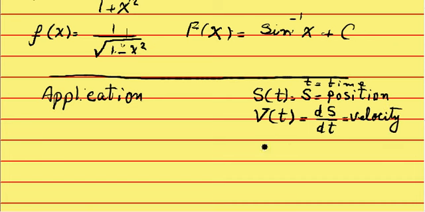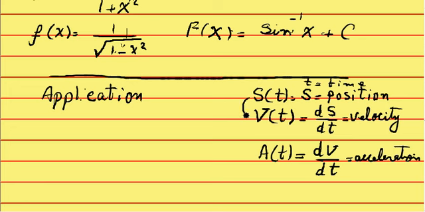You can go one notch further. You can go ahead and find the acceleration. Here you can take the velocity itself and look at how fast it changes, and then you're going to get acceleration. So from S to V to A, in each instance we differentiate. One derivative brings S to V, another derivative brings V to A.